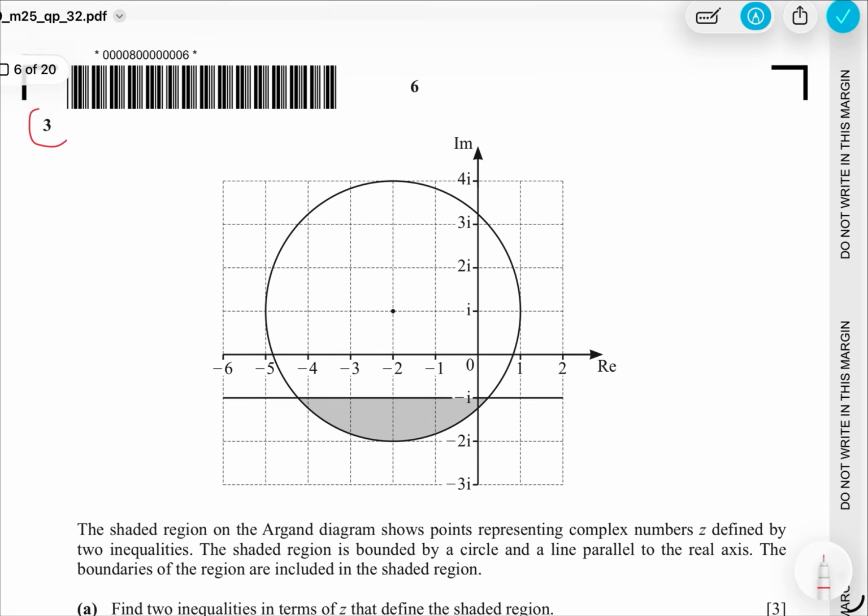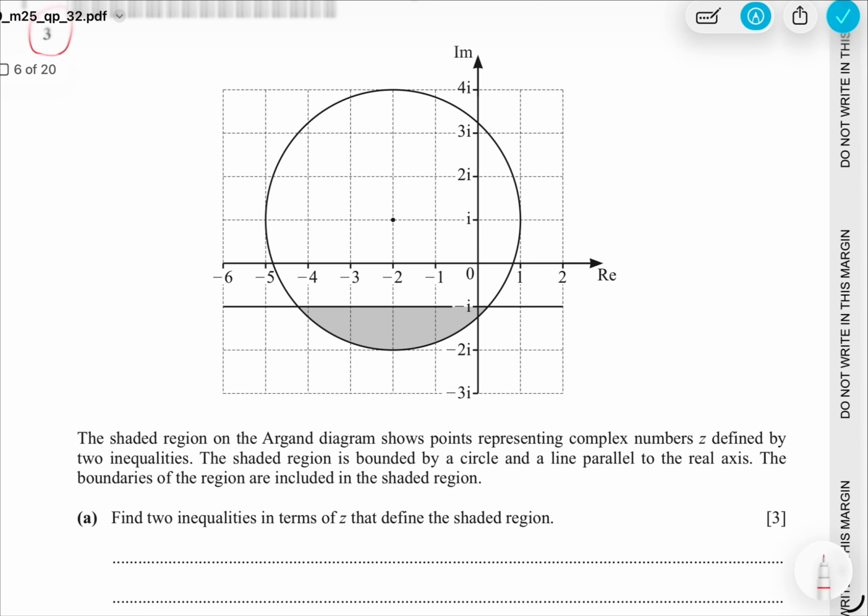This is again a question of complex numbers. Okay? Let's try this number. The shaded region on the Argand diagram shows points representing complex number z defined by two inequalities. The shaded region is bounded by a circle and a line parallel to the real axis. The boundaries of the region are included in the shaded region. All right. Boundaries are included, okay? Find two inequalities in terms of z that define the shaded region. All right. You have to find two inequalities that define the shaded region.